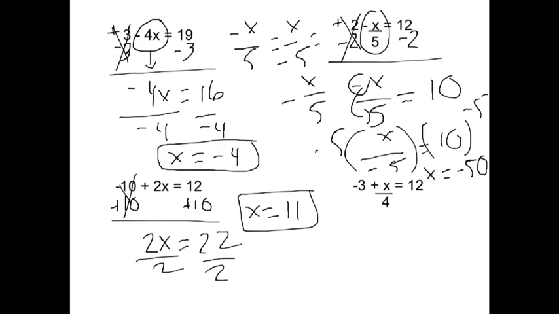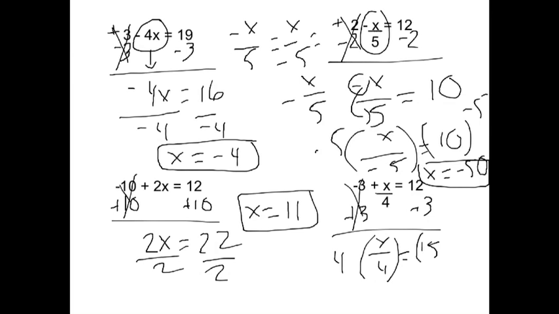Again, if I plug it back in, 2 minus -50 divided by 5, so -50 divided by 5 is -10. 2 minus -10 is 2 plus 10, which is 12. So x equals -50. Next, -3, I'm going to add 3 to both sides. I get x over 4 equals 15. I multiply both sides by 4, and I get x equals 60.